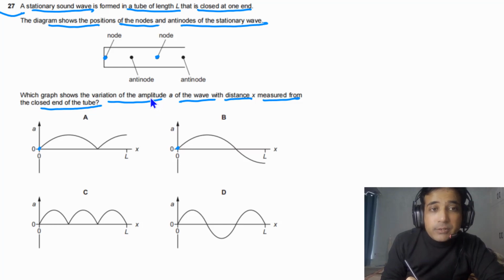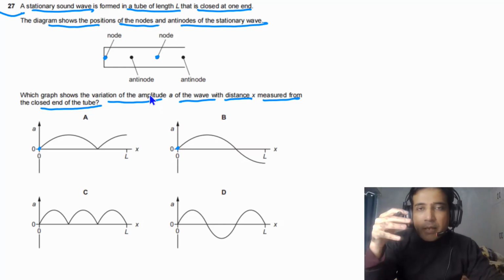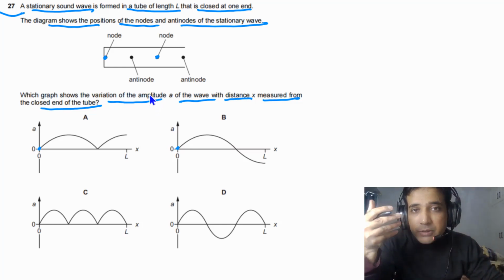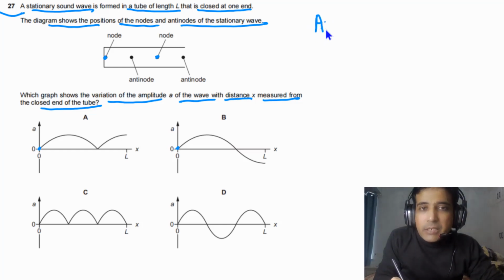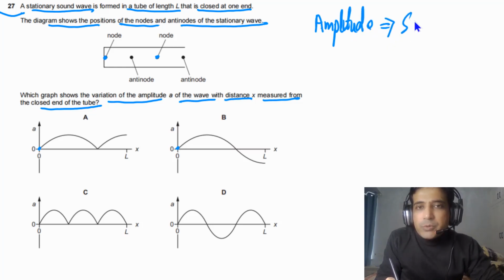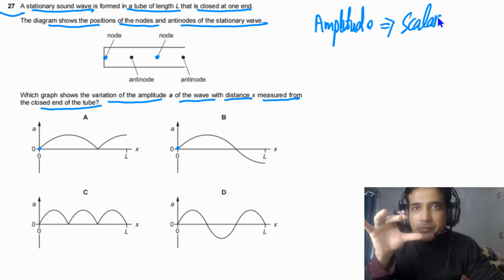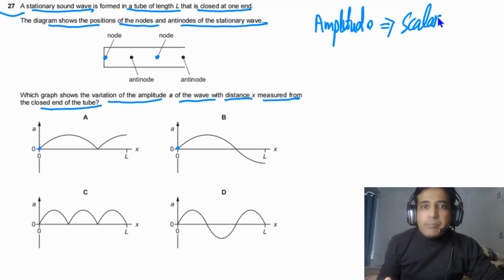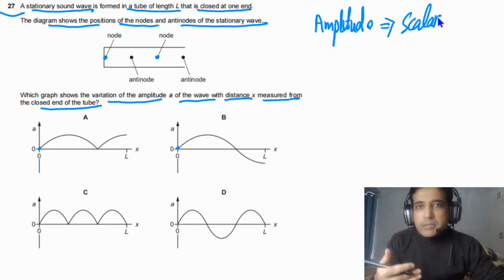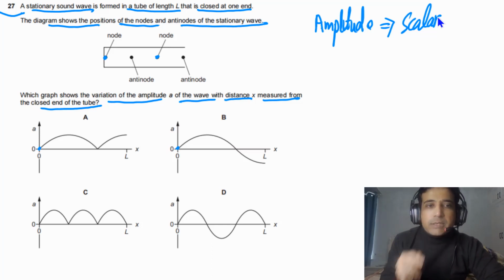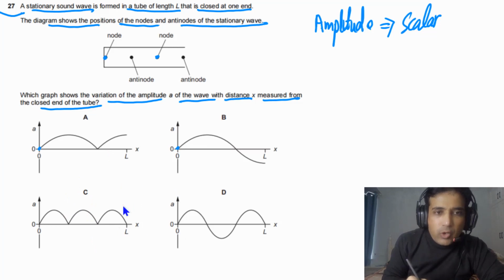Now we need to understand amplitude. Is amplitude a vector or a scalar? Amplitude is a scalar quantity because it tells us the maximum size of displacement. So amplitude is scalar because this is the maximum magnitude, the maximum size of displacement.